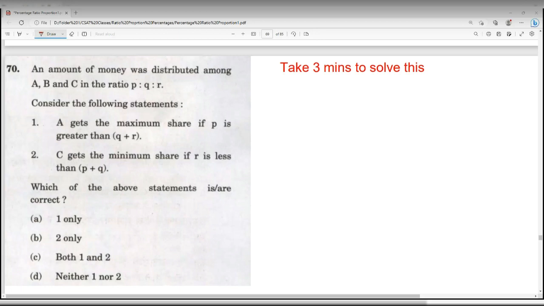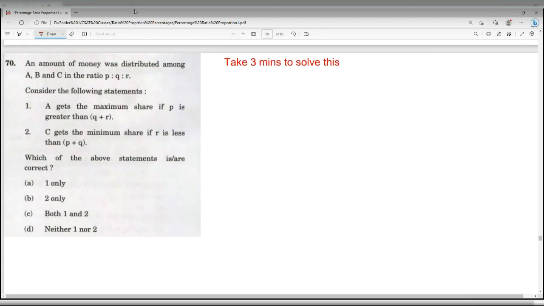So let's see how to go about this question. They are saying that an amount of money was distributed among A, B, C in the ratio P:Q:R. Consider the following statements. A gets the maximum share if P is greater than Q plus R. C gets the minimum share if R is less than P plus Q. So they are saying that A, B, and C have got the money in the ratio P is to Q is to R.